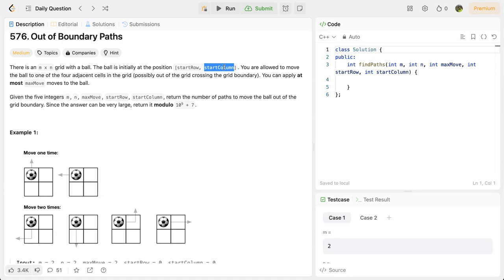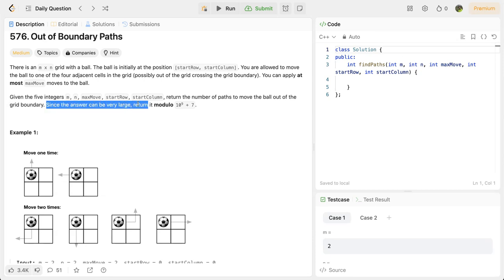You are allowed to move the ball into one of four adjacent cells: up, down, left, right, the usual. You can apply at most max move number of moves to the ball. Given the 5 integers, the dimensions m by n, the max move, and the start row and start column, we should return the number of different paths to move the ball out of the grid boundary. Once the ball is out of the grid boundary, you cannot come back. You don't have to use all of the max moves.